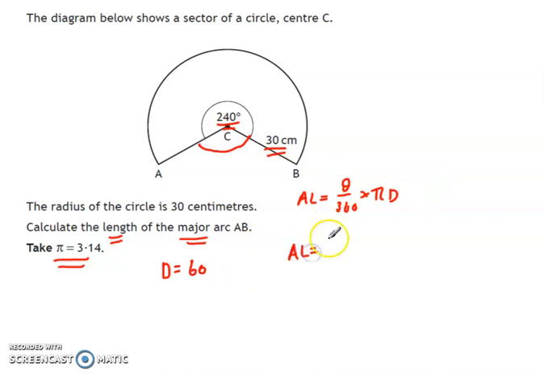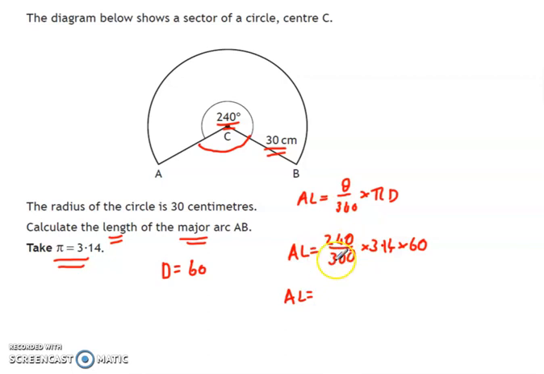So we know our arc length in this case is going to be 240 divided by 360 times pi, which we're taking again as 3.14, times the diameter, which in this case we know is 60 centimetres. Once we plug that in, we can start to do the calculations.